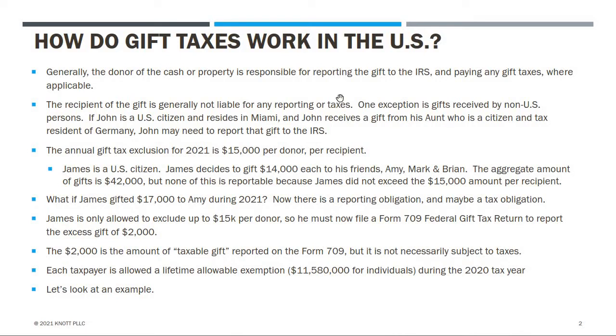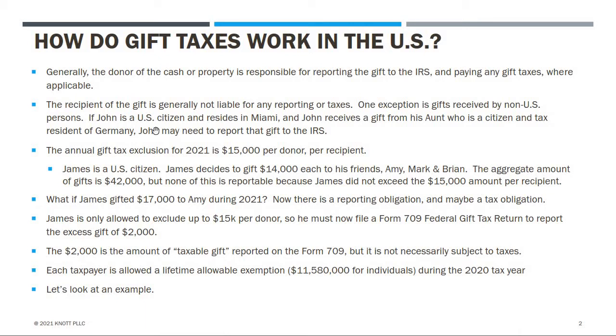There's a couple exceptions. One of the biggest ones is gifts received by non-U.S. persons. So here in this example, if John is a U.S. citizen and he lives in Miami, and he gets a gift from his aunt who is a citizen and a tax resident of Germany, so she's not a U.S. person. If the aunt gives John some cash or property in excess of a certain value, because the aunt is not a U.S. person, the filing obligation and the taxes do rest with John. Okay, so that's one unique example where you might have some gift tax reporting for the donee. But 99% of the time, what I see is it's a U.S. person gifting property to another U.S. person.